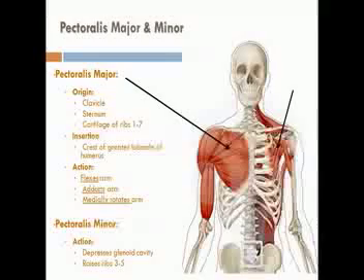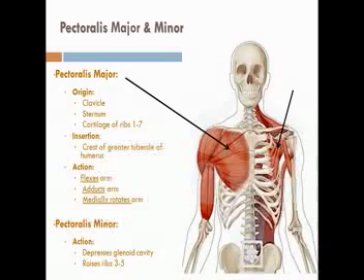Pectoralis major and minor. Again, you only need to know the origin and insertion for major and an action for minor. So, major originates on the clavicle, the sternum, and the cartilages of ribs 1 through 7. It inserts onto the crest of the greater tubercle of the humerus, and its actions are to flex the arm, adduct the arm, and medially rotate the arm. Whereas the action for pectoralis minor would be to depress the glenoid cavity and raise ribs 3 through 5.